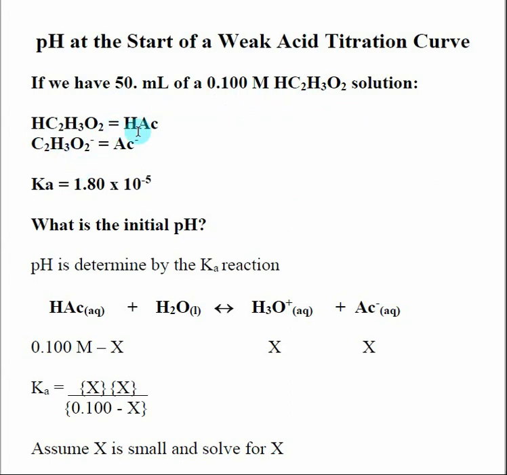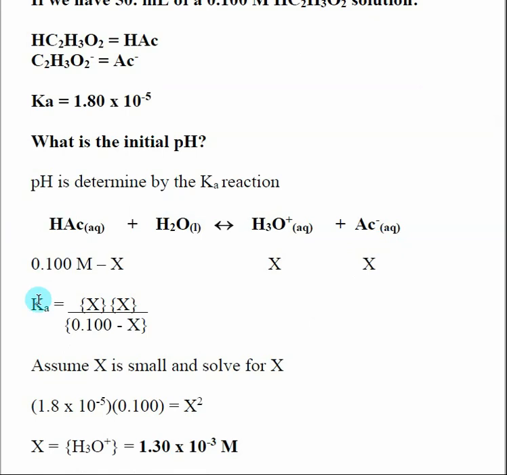And remember, we will be regularly using these abbreviations for acetic acid and acetate. So we do need to know the Ka in this case, and with this it's a basic equilibrium problem. The pH is going to be determined by the Ka reaction of our acetic acid. So we know we have 0.1 molar, we assume some of that's going to dissociate X to make X amount of hydronium and X amount of acetate.